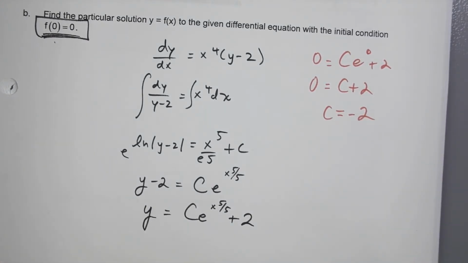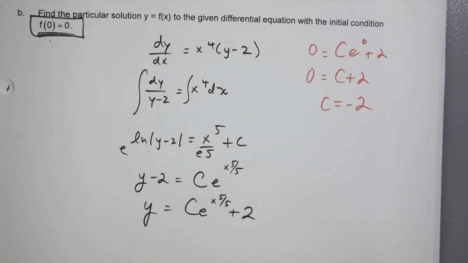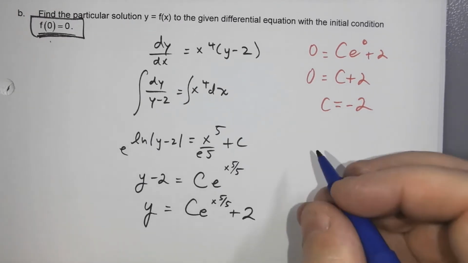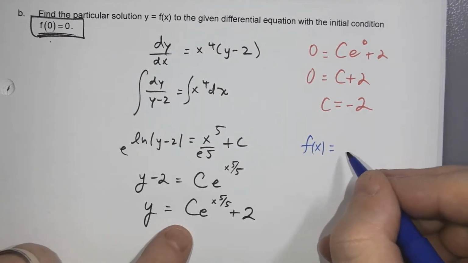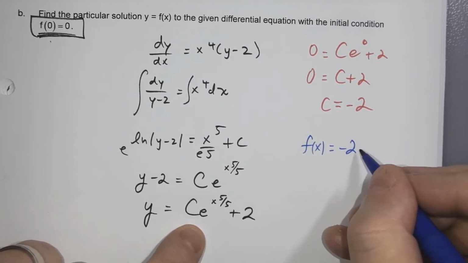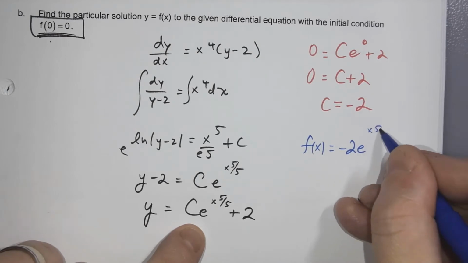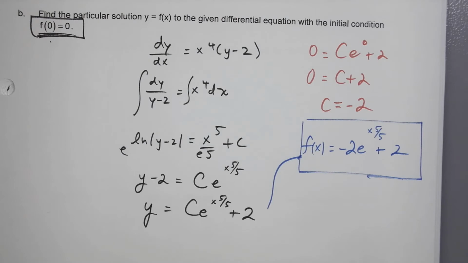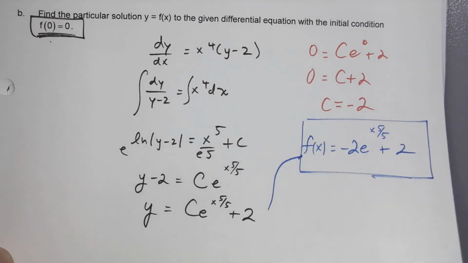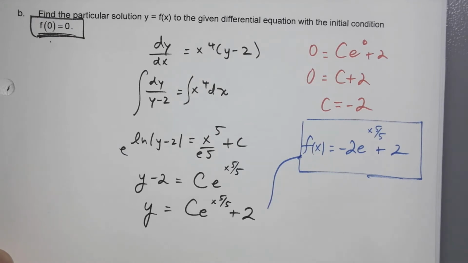And so the final answer to this problem, what we were looking for was an f of x. So f of x equals the constant we just found, negative 2, times e to the x to the fifth over 5, and then plus 2. Okay, I thought I saw an error, but I don't think I see the error anymore, so we're all good.